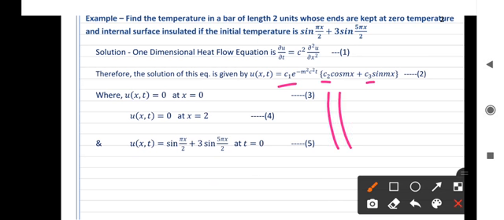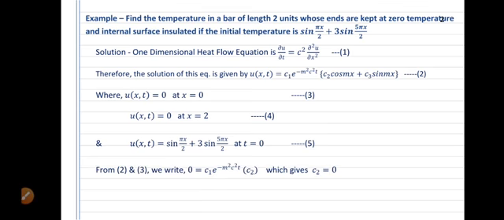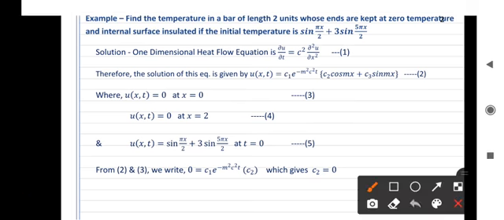So let us use the first condition, that is, at x equal to 0 the temperature is 0. Put x equal to 0 in equation 2 and you can get the value of one of the three constants. So from 2 and 3 we get, on the left-hand side, 0. There is no change in the multiplier, c2 cos 0 is c2 and c3 sin 0 becomes 0. So from this equation we get c2 equal to 0. With the first condition we have got the value of c2 as 0.